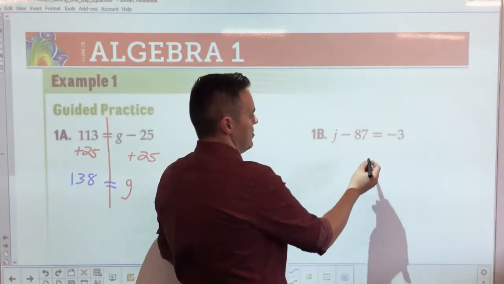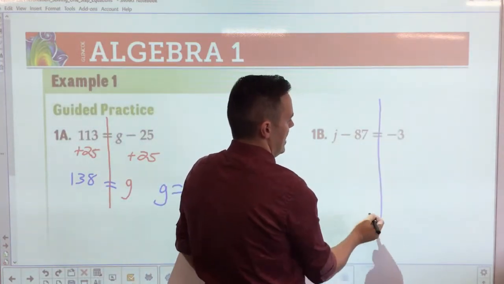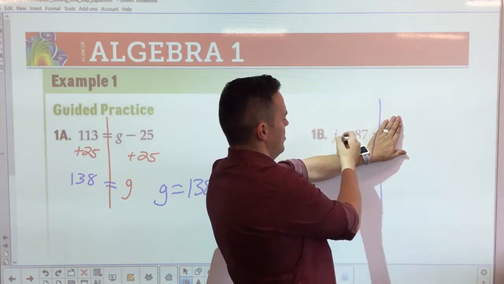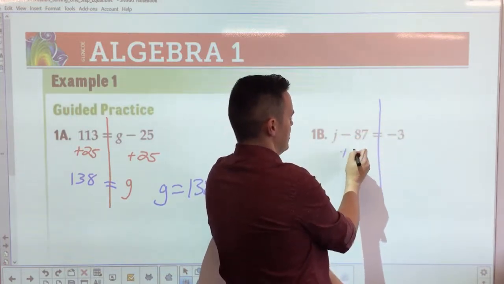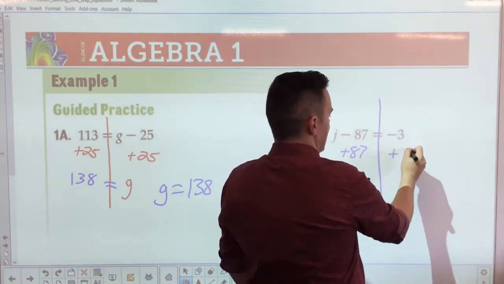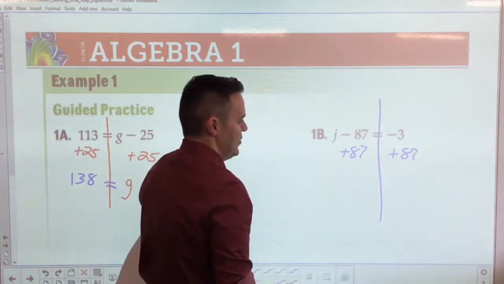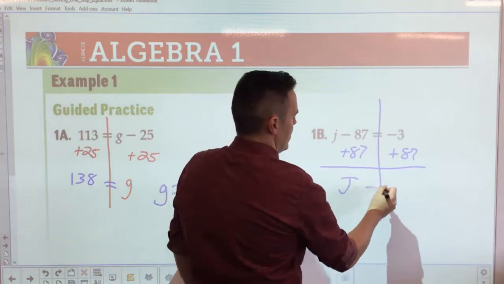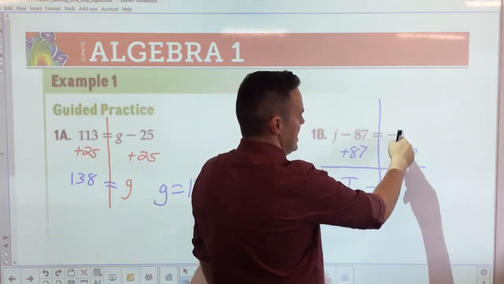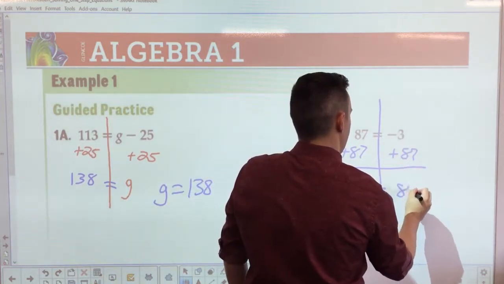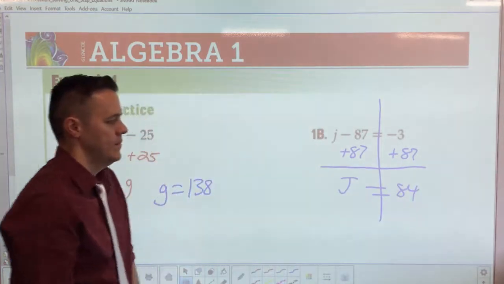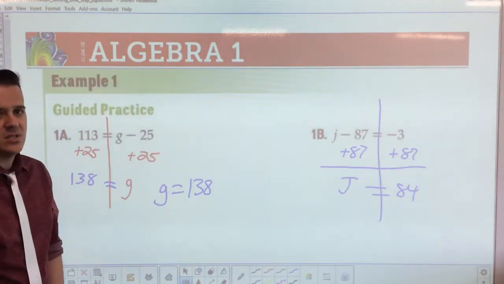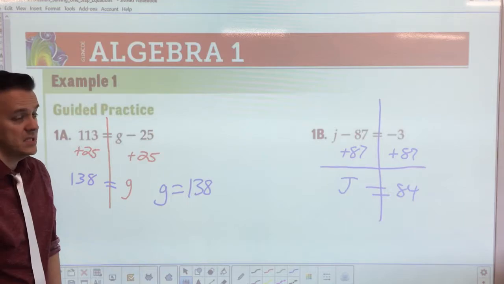This one, ladies and gentlemen, remember, the great divide. Okay? Whatever you do to one side, so we want to make this 0, so it's plus 87. Then this side has to be plus 87. If you do that, this comes into J equals, and then this would be 84. Any questions, ladies and gentlemen? If you do, please ask in class.